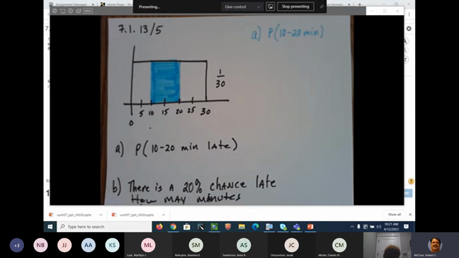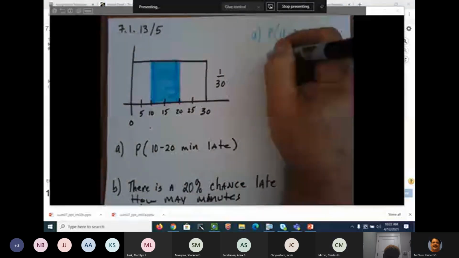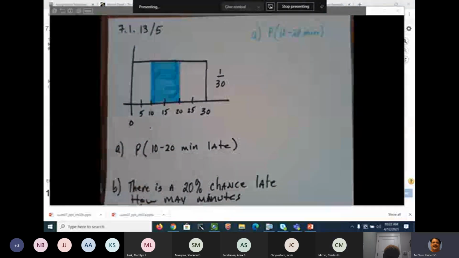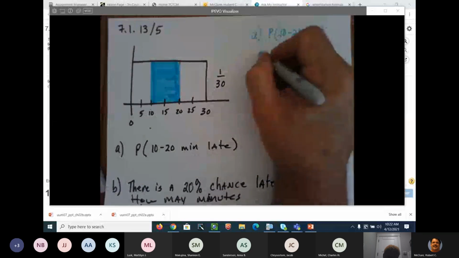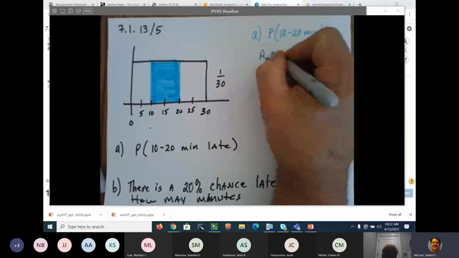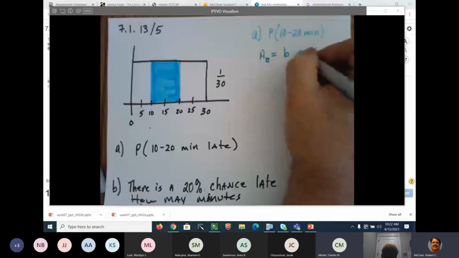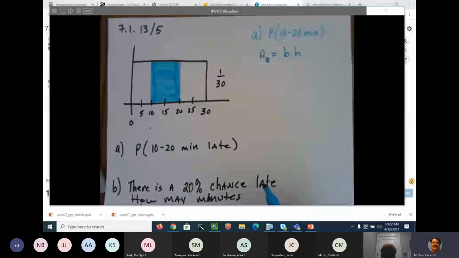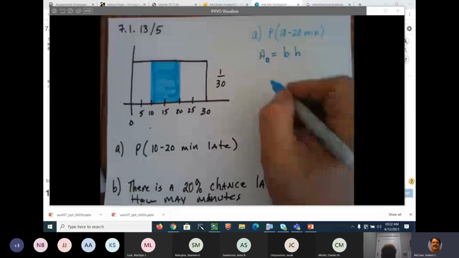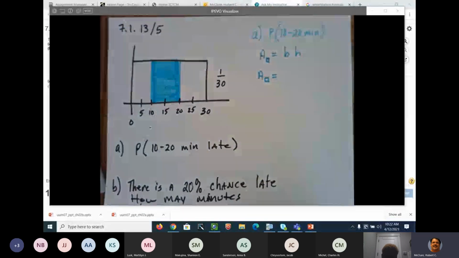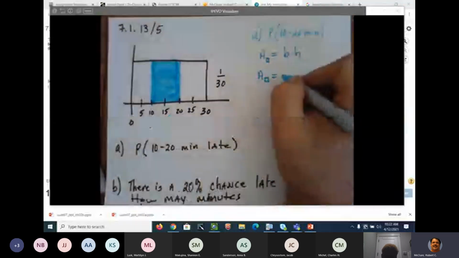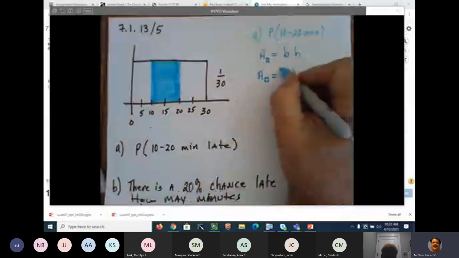So what is the area of a rectangle? Area of a rectangle is equal to what? No, area of a rectangle. Tell me the formula for the area of a rectangle. Is it base times height? Base times height. We don't know the area. That's what we're trying to find. So we leave that right here. The base is 10. And the height is what?